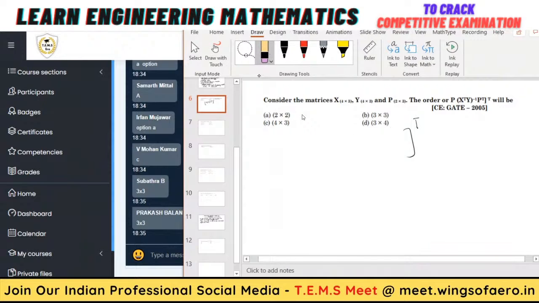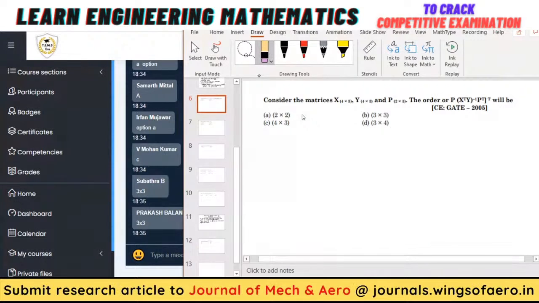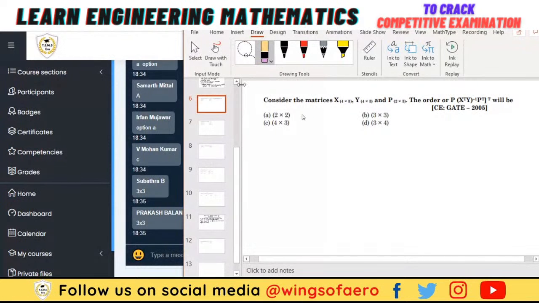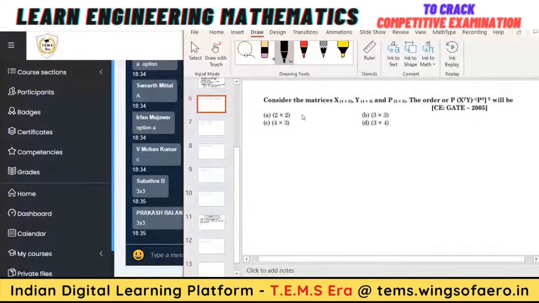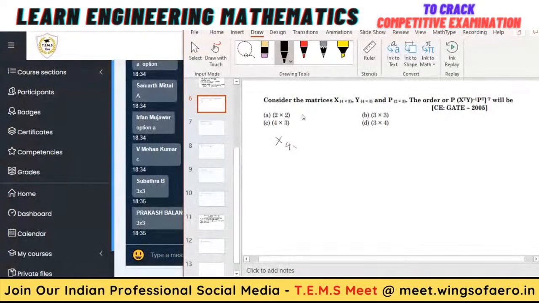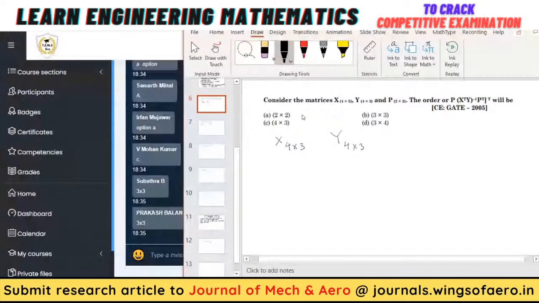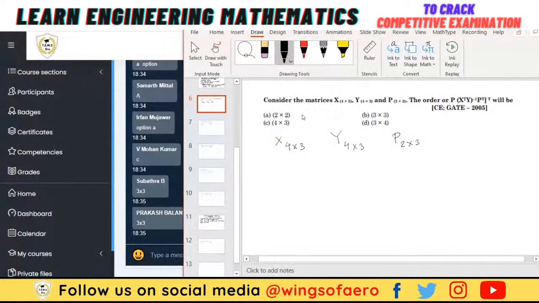So let me do this. Two students say 3 cross 3, and the rest say A. Some didn't answer. Okay, so let me solve it. First of all, all the dimensions are given to you. The dimension of X is 4 cross 3. Dimension of Y is 4 cross 3. Dimension of P is 2 cross 3.